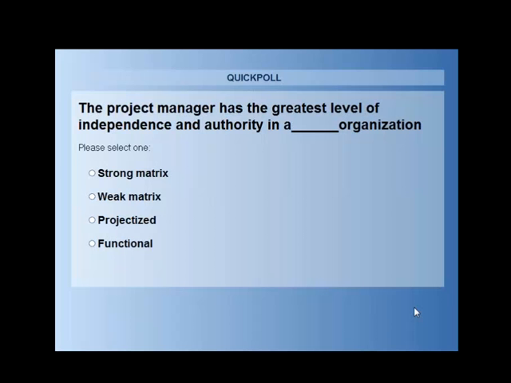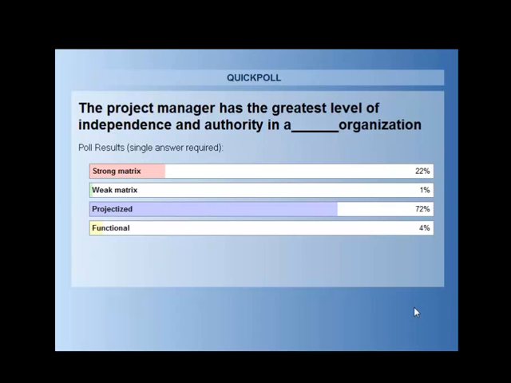Greatest level of authority, independence. So it's very interesting, I'm looking at the percentage going up and down. So what I might do is close that and then share the results with you. And the answer to this particular question is projectized. The projectized organization is that structure, organization structure, in which the project manager virtually has complete control over the project.